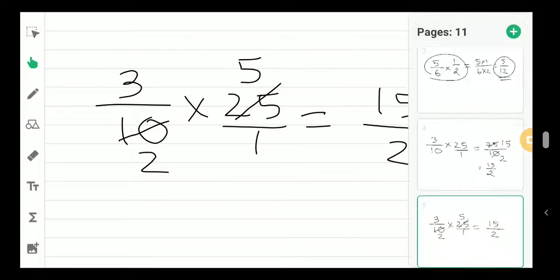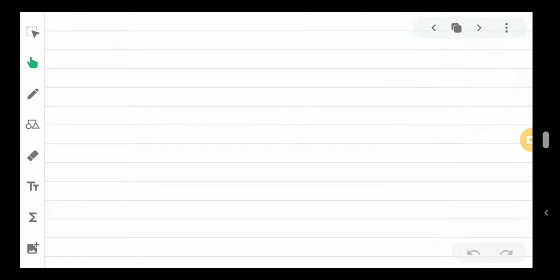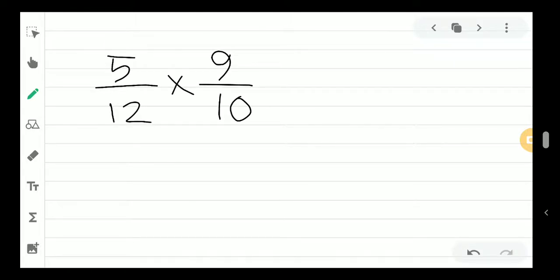Okay, now let's see another type of question. Suppose we have 5 by 12 into 9 by 10. Okay, now we can divide. You can see here we can divide this 5 and this 10 by 5. That means they have 5 as a common factor. Okay, we can divide them. Let's do this. If we divide this 5 by 5, 1 will be your answer. If we divide this 10 by 5, 2 will be your answer.